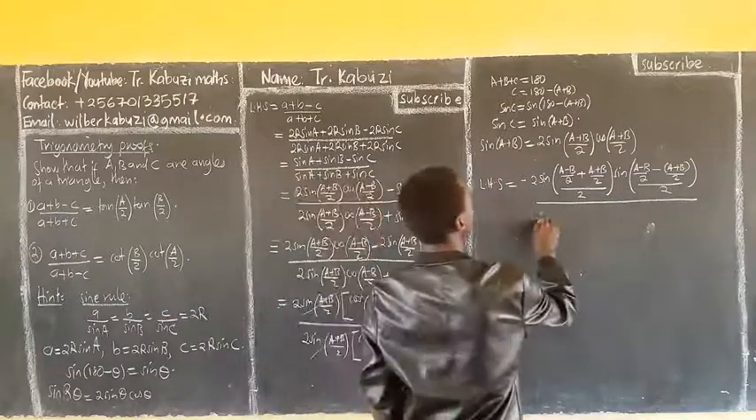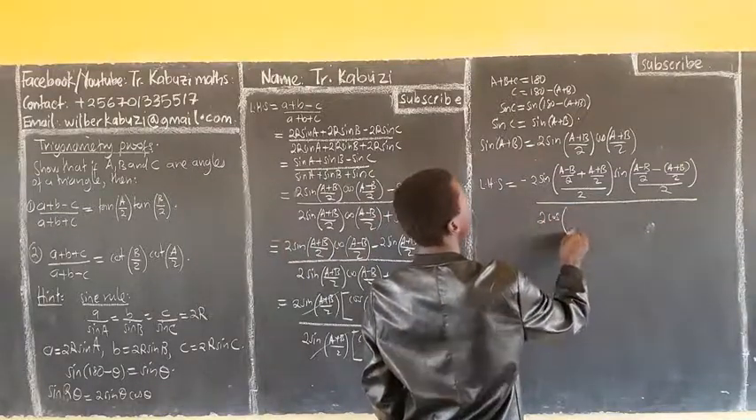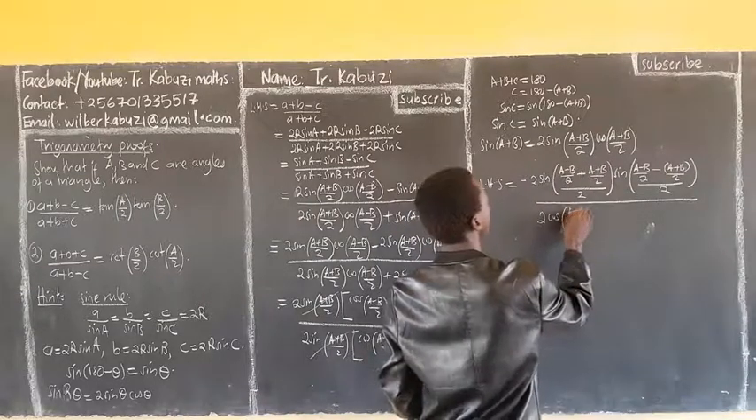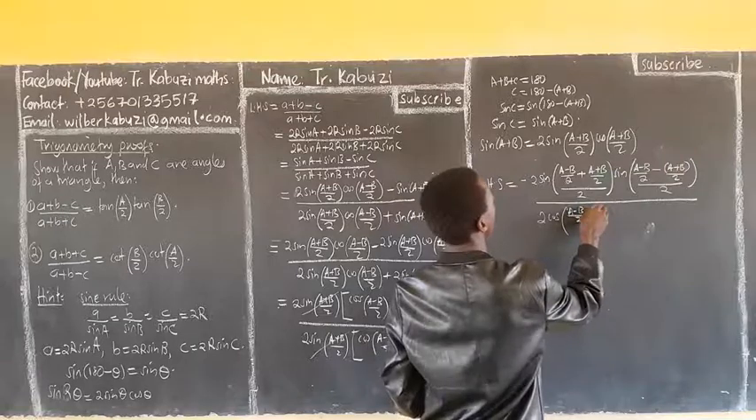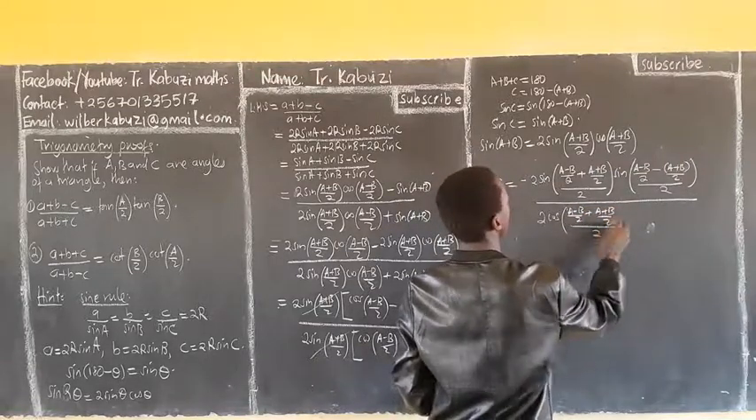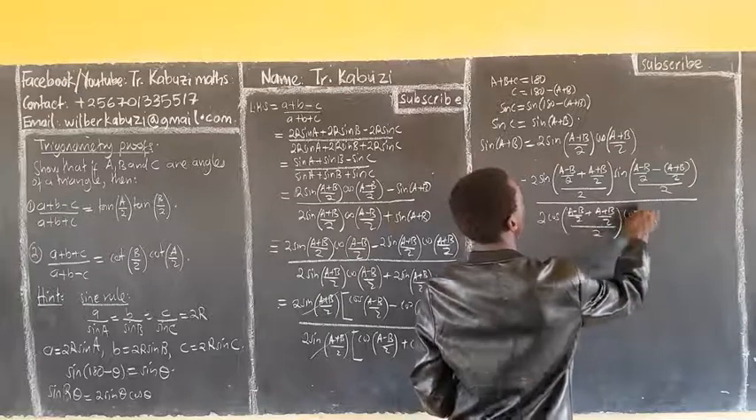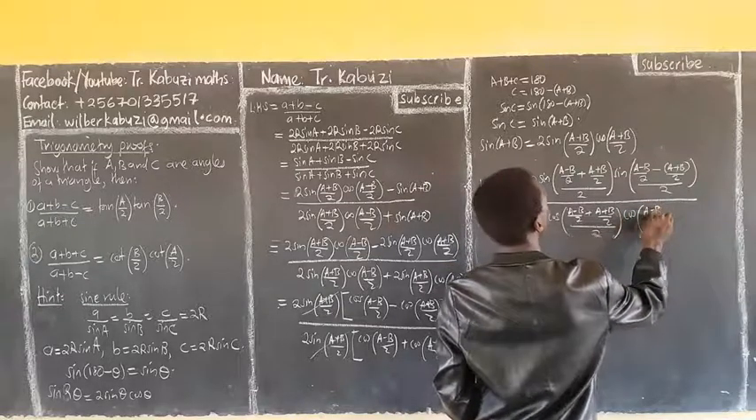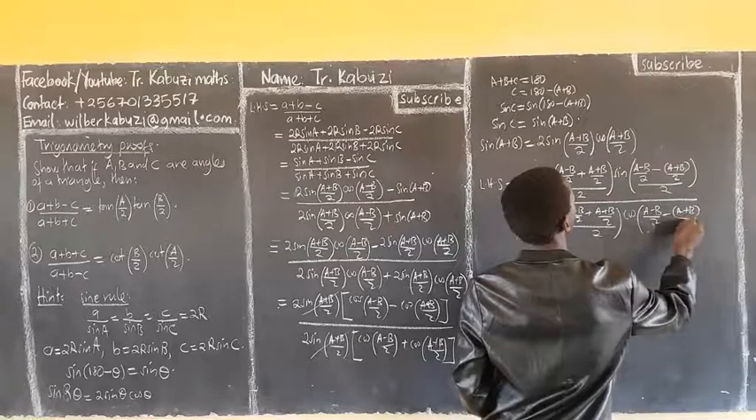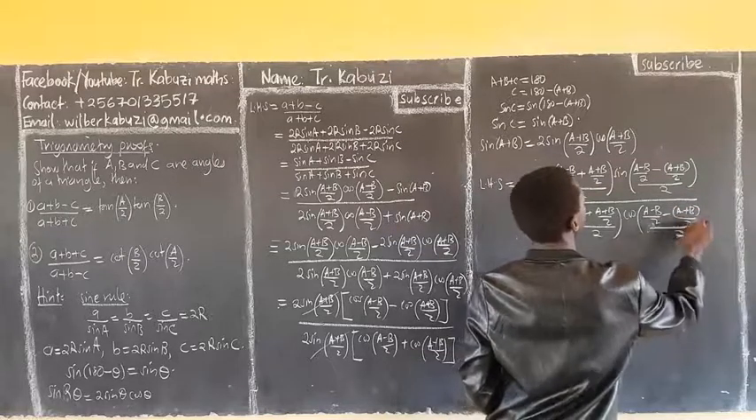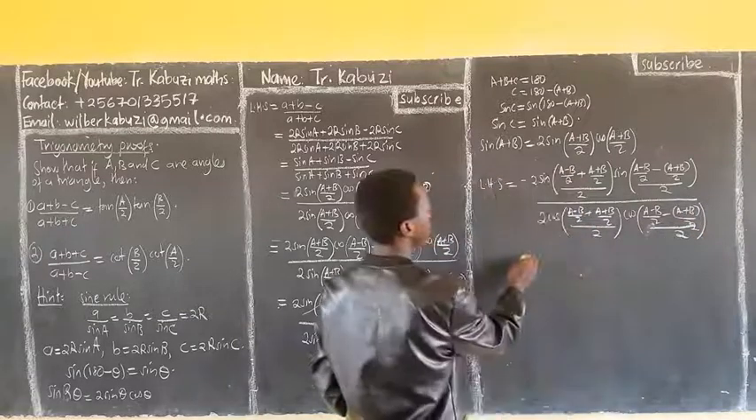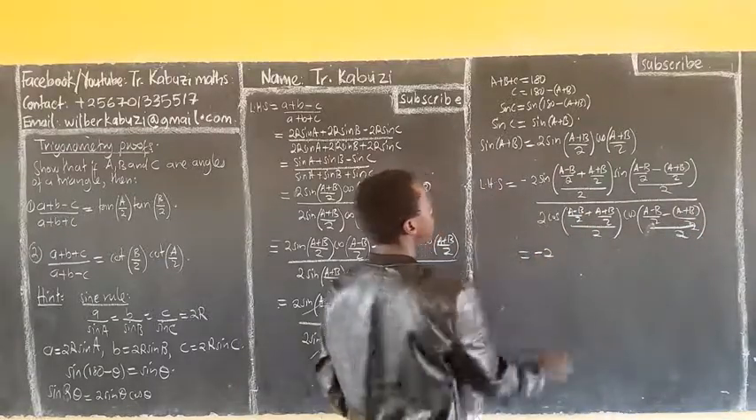So we have now 2 cos of the same thing. We are adding this angle and this, then by 2. Then we are dividing by 2. Don't forget that we are dividing the whole by 2. So let us see what we get after simplifying. So we have negative 2.